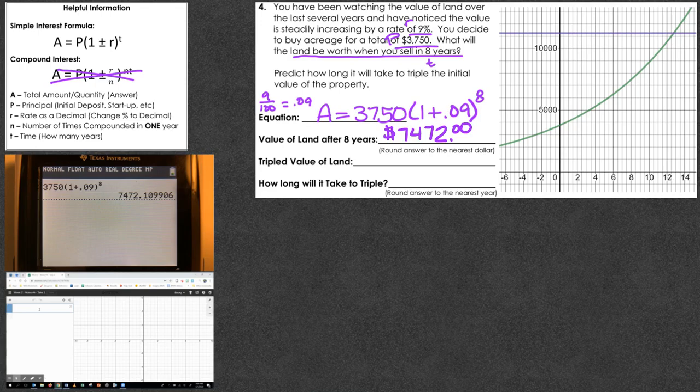It says predict how long it will take to triple the initial value of the property. Well, if we don't know what that value tripled is, we need to figure that out as well. So we're going to need to take the initial value of $3,750, multiply it by 3, and come up with that value as well. So we're going to go ahead and continue so you can see that. I plugged it in the calculator as well.